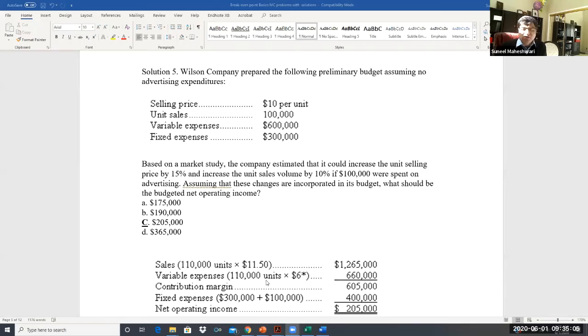Now it is 110,000 units. Your variable cost remains the same: 600 by 100 gives you $6. So you get the new contribution margin. And if $100,000 were spent on advertising, you spent an additional $100,000. So we are using the same thing, but making a change. This is called sensitivity analysis. As I said, we are just putting a new label on it. There's nothing new over here. If you know how to do math and read English, you should be fine.